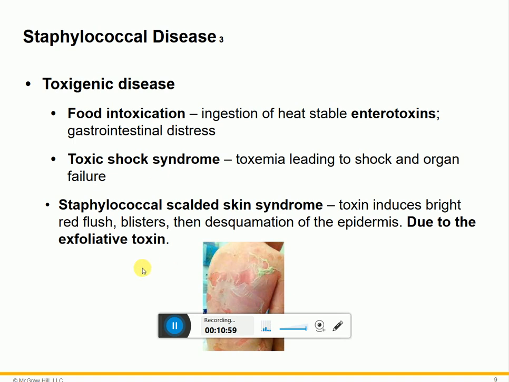For each of these, because these are all toxigenic diseases, you would want to know the toxin that induced that specific disease. So food intoxication was caused by the enterotoxins. Toxic shock syndrome was caused by the toxic shock syndrome toxin. And this scalded skin syndrome, or the exfoliation of the skin, was because of the exfoliative toxin. And here you can see that there is separation of a lot of the epidermis, and the skin basically looks raw in those red areas.